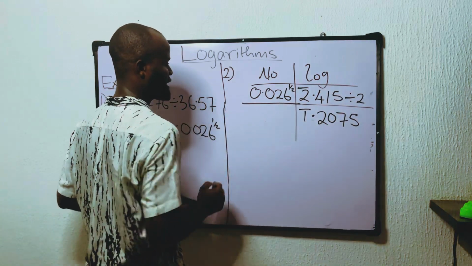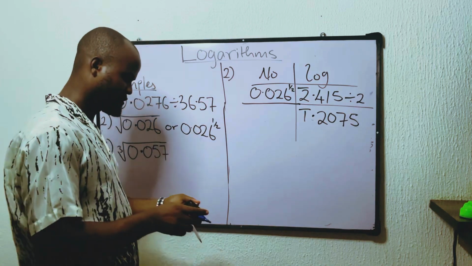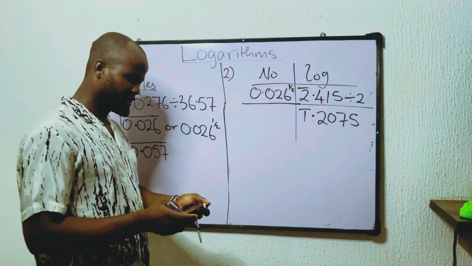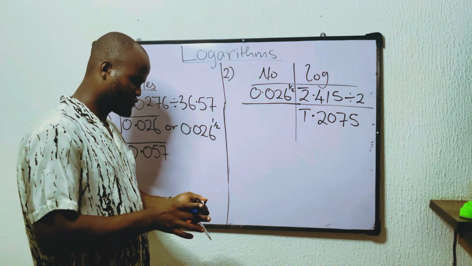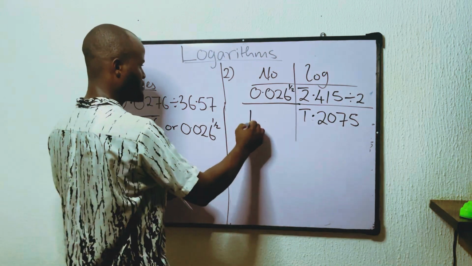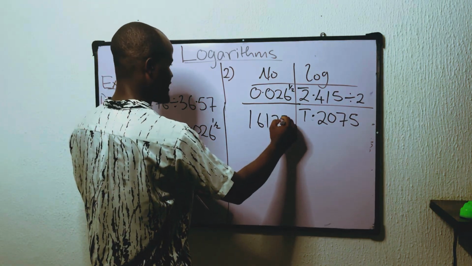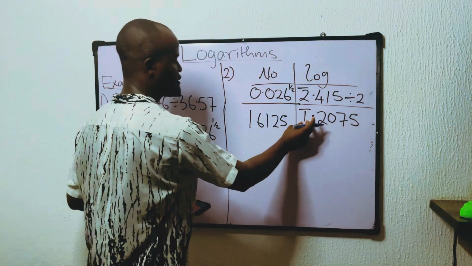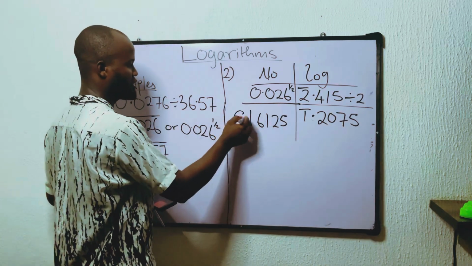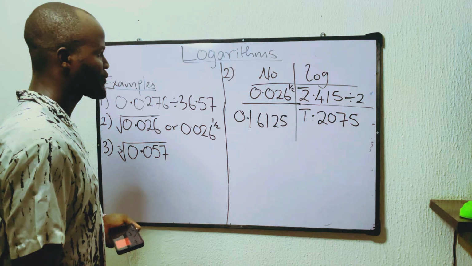So let's now find the antilog. We are looking for the antilog of 0.2075, and that is 1.6125. So this is bar 1, which means 10 to the power of minus 1. So we put it here, and then we put our point, and that is the value.